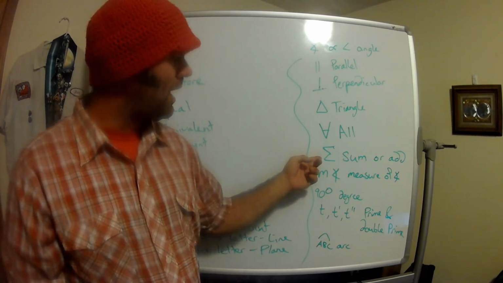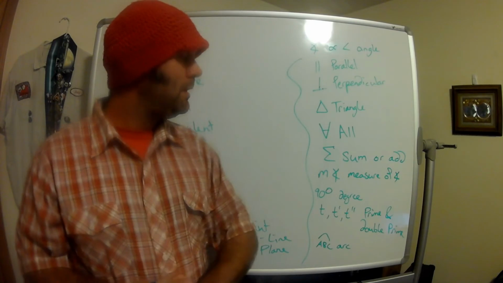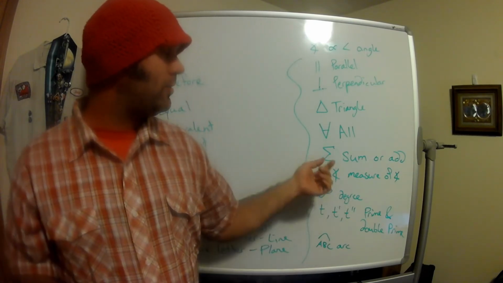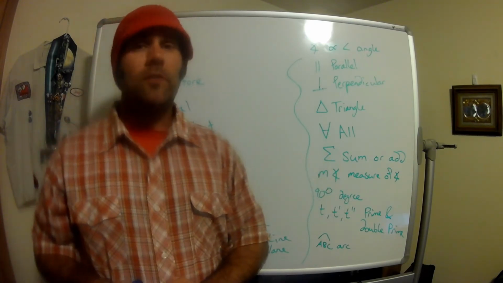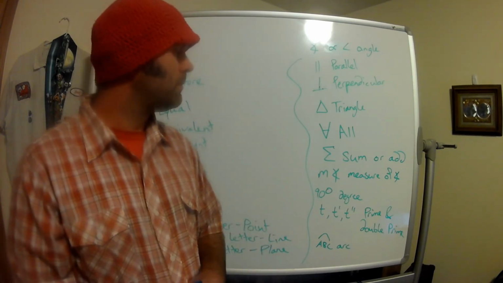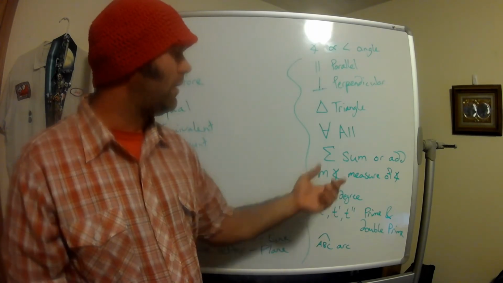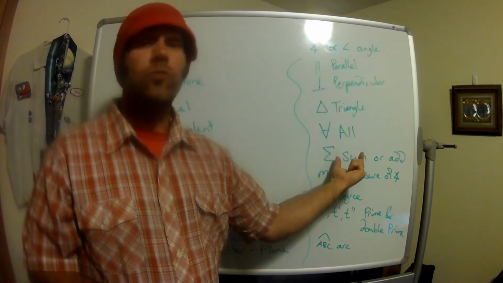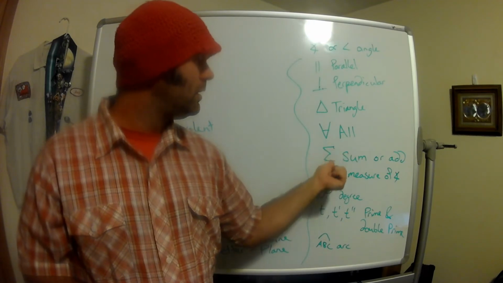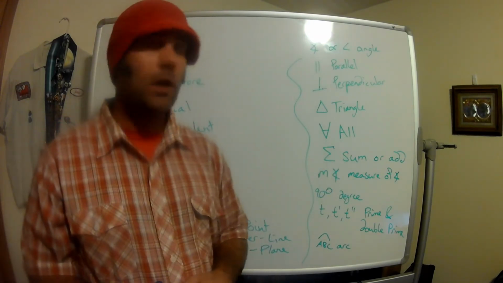This is, I believe, epsilon. Hopefully I'm thinking of that correctly. Epsilon, and it's a Greek letter, and it just means to add up, or sum, the sum of parts. So we're going to have some kind of equation usually after this funny looking E, and it just means that we're going to add them up.